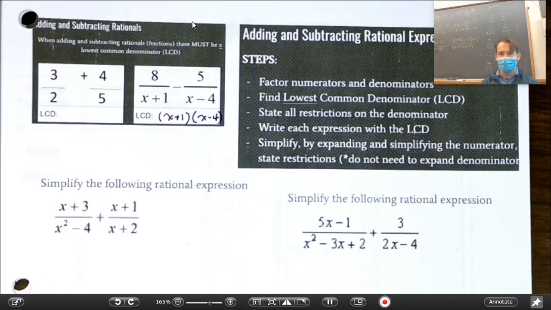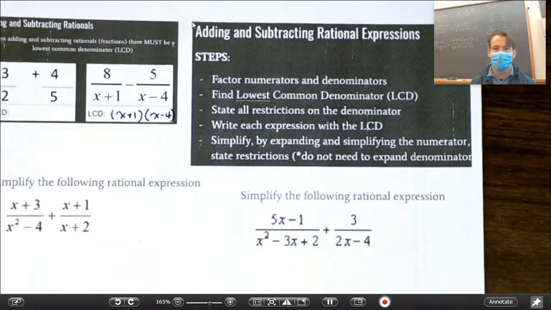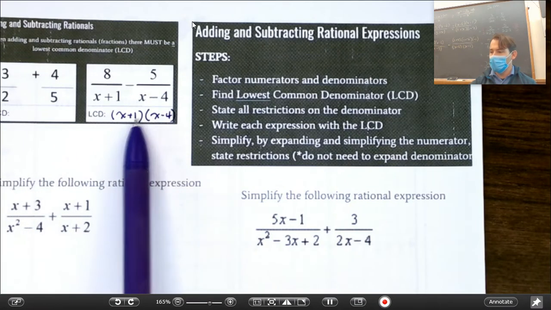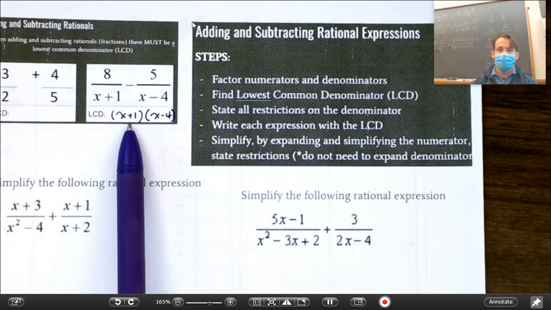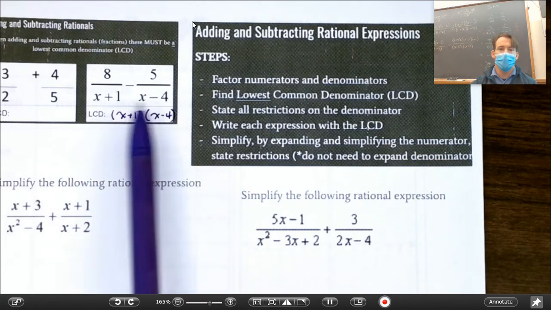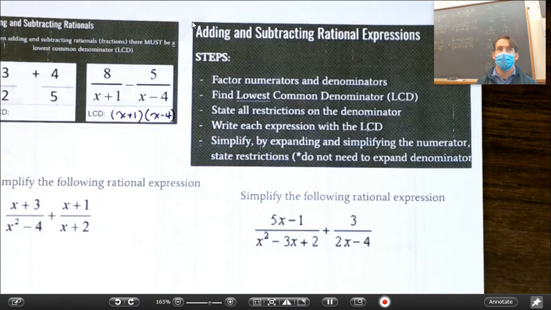Where? For the lowest common denominator here? x plus 1 multiplied by x minus 4. I have to multiply both denominators by each other to get a lowest common denominator there. That will be the lowest common denominator for those fractions for all values of x, except x is -1 and x is 4. Those would be excluded from the domain. We don't invite them to the party. They're not allowed in the kingdom.